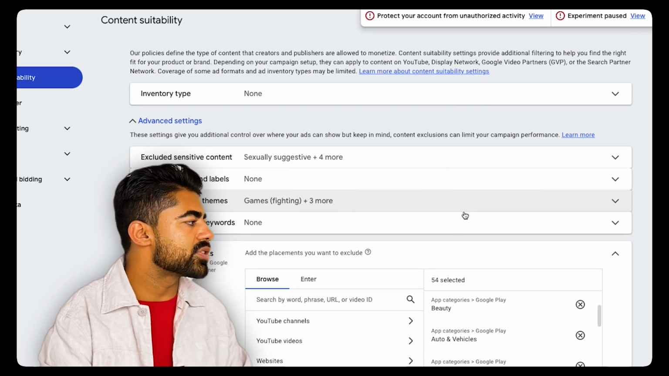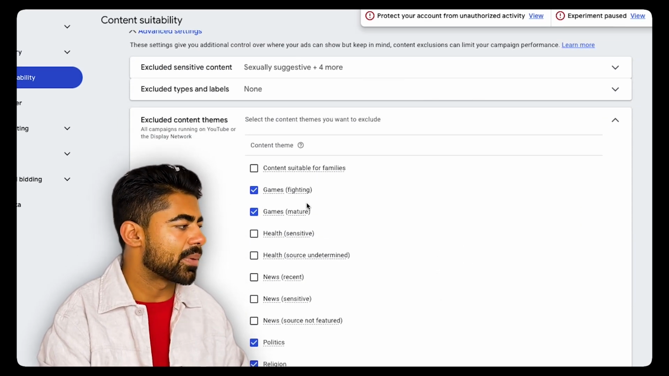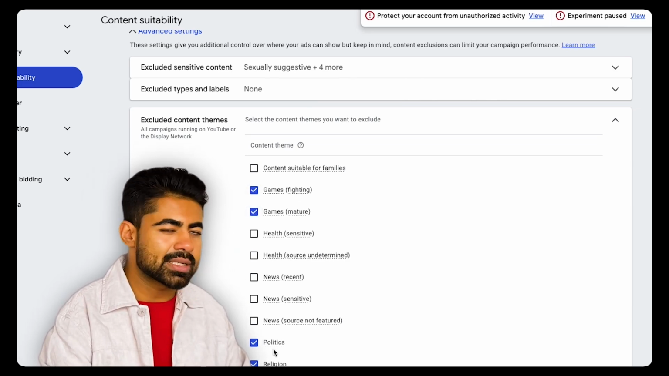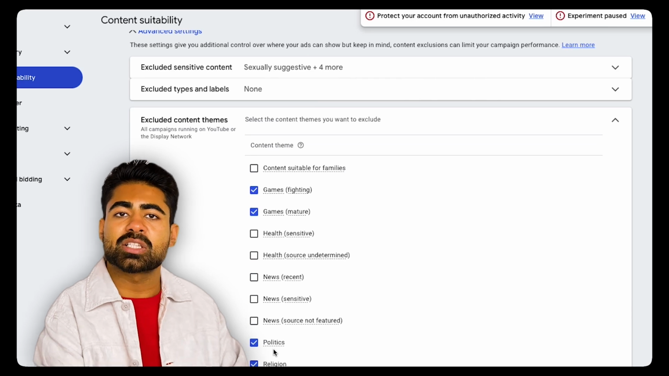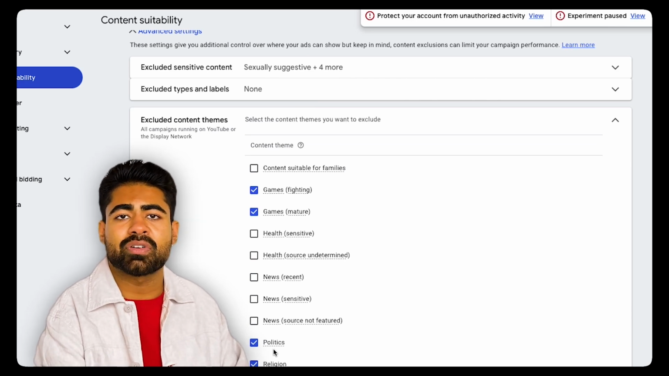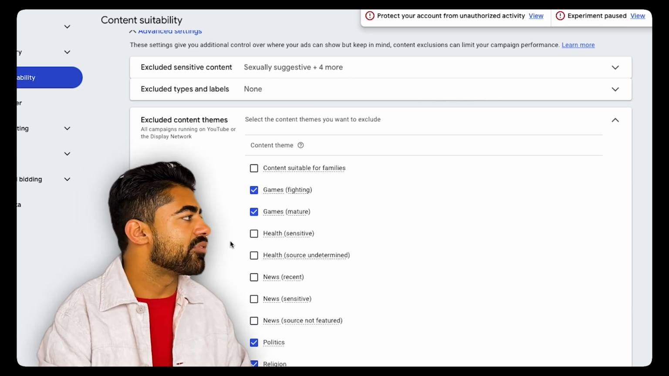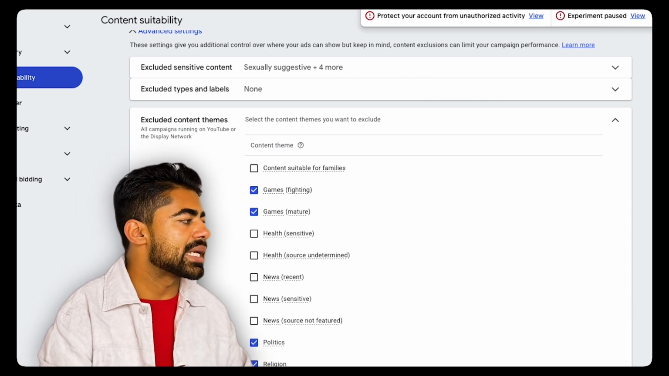Same thing with other things like excluded content themes, for example. If you know that you don't get sales around the gaming genre or politics or religion, go in and exclude this. This primes your ad account for success right from the beginning, or even if you're scaling right now, it's going to prime your account for better success and efficiency rather than you just wasting money unnecessarily.